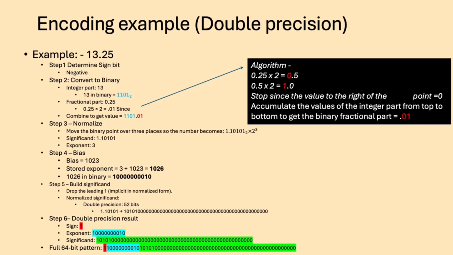We drop the leading 1 because it's going to be implicit, and we get a significand of 10101. And, again, we pad the remainder. But this time, we pad it all the way out to the full 52-bit field positions. Next we construct the full value with the sign bit, the exponent, and the significand to get the full 64-bit number, which you see there at the bottom of the screen.